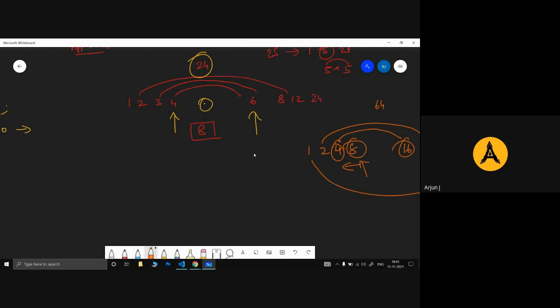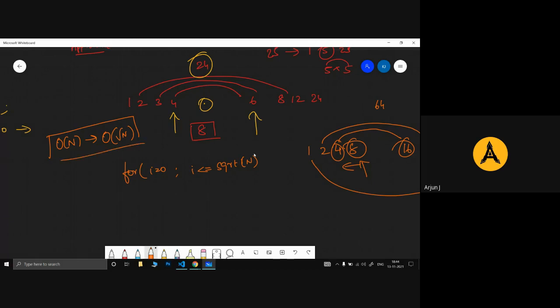Simple. Instead of just traversing for i equals 0 to i less than or equal to n, you can stop the iteration at i less than or equal to square root of n. So we have decreased the time complexity from O of n to O of square root of n. This is obviously a very good optimization to any algorithm you can make.